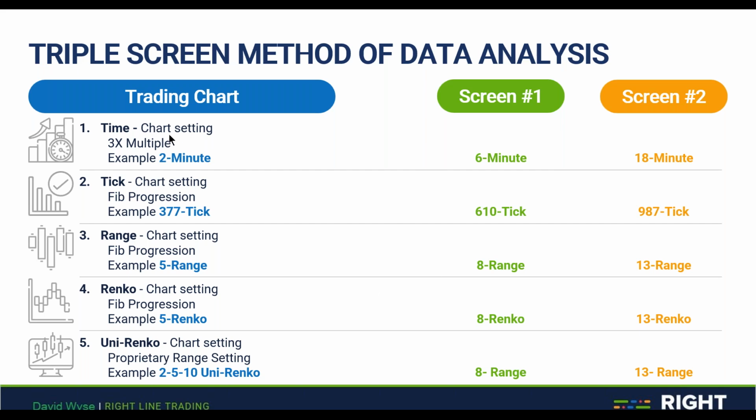And I use time, of course, because TOS uses time. Since this can run on Ninja and Interactive Brokers, you can use Range, Renko, or Uni Renko, and any of those setups. But in TOS, I'm using time.